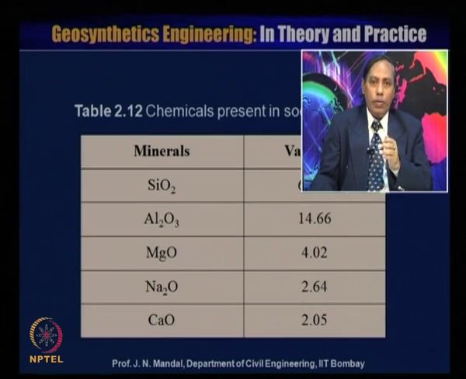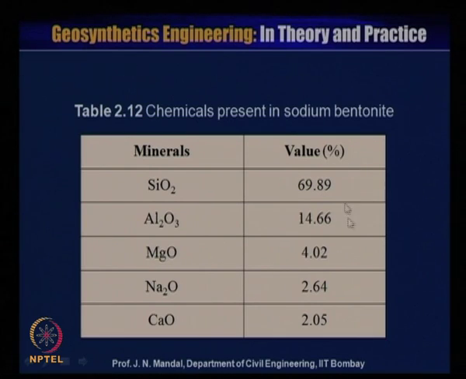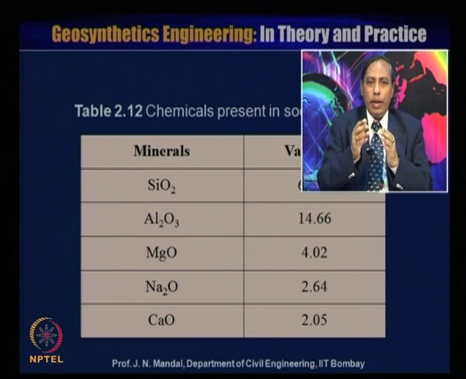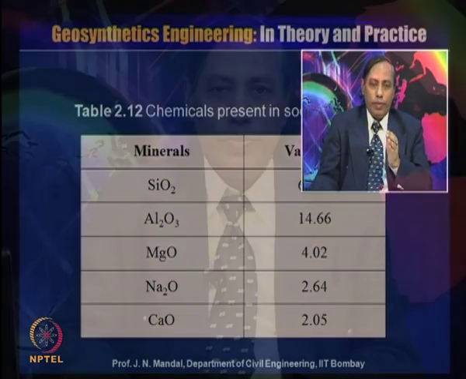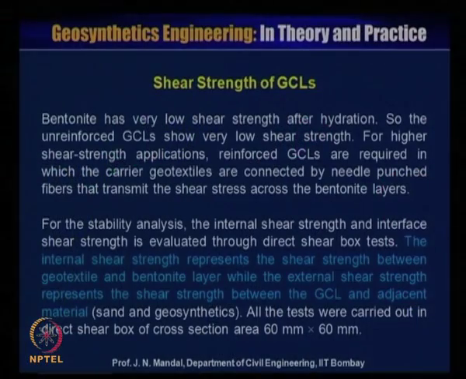You can see the percentage of chemicals present in the sodium bentonite. This mineral's silicon dioxide is about 69.89%, aluminum oxide is 14.66%, magnesium oxide is 4.02%, sodium oxide is 2.64%, calcium oxide is 2.05%. Shear strength of the geosynthetic clay liner.